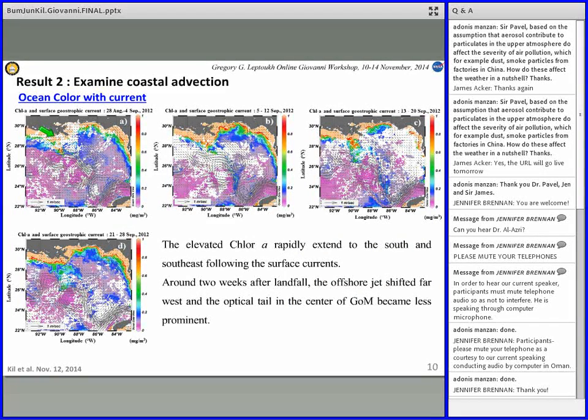As shown in the superimposed chlorophyll A over the surface geostrophic currents, the highly concentrated chlorophyll A in the southern area of the Mississippi River Delta appears to be rapidly extended to the south and southeastward with an offshore jet between two counter-rotating eddies. Over time, the offshore jet moves west, and the elevated chlorophyll A feature becomes less prominent. So we cannot see this kind of very highly concentrated chlorophyll A as time goes on, right here.